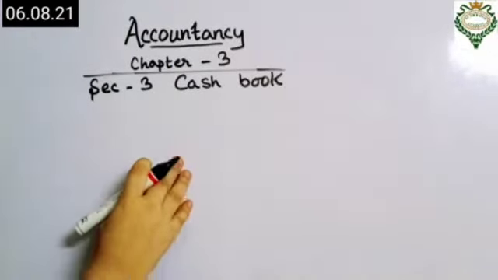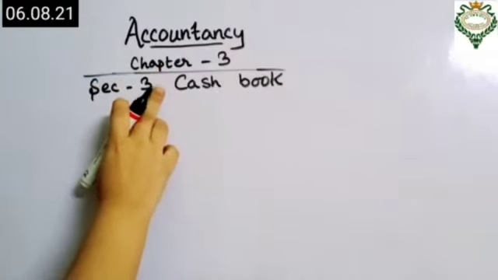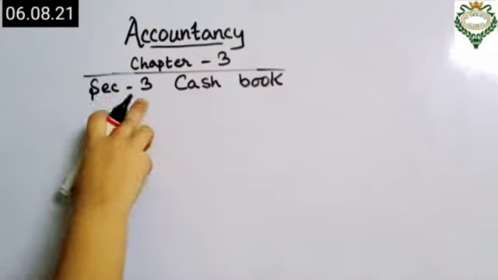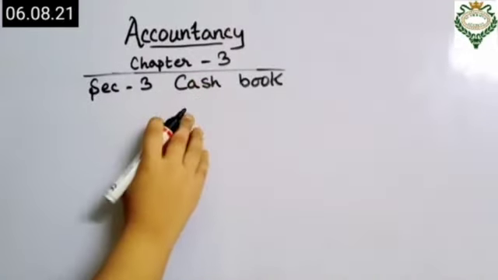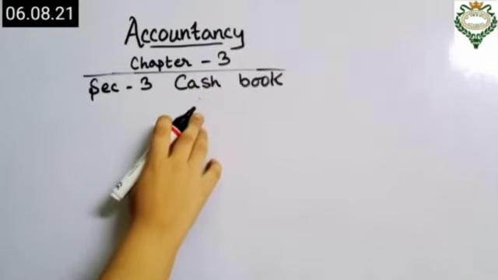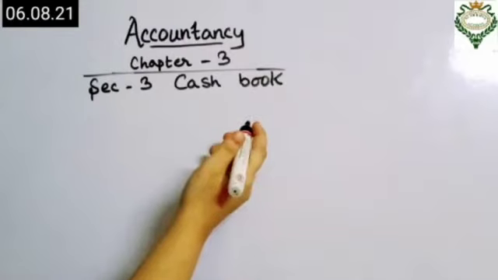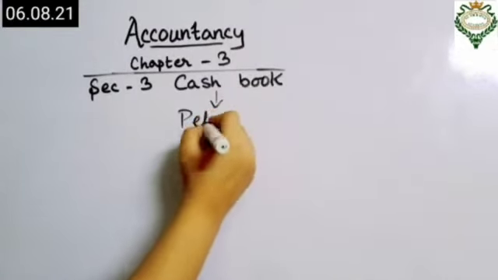Good morning students. Today we shall be continuing chapter 3, that is recording of transaction and preparation of trial balance, in which we are doing section 3, cash book. We have completed the single column cash book, double column cash book and triple column cash book in our previous classes. So today we will do the petty cash book.